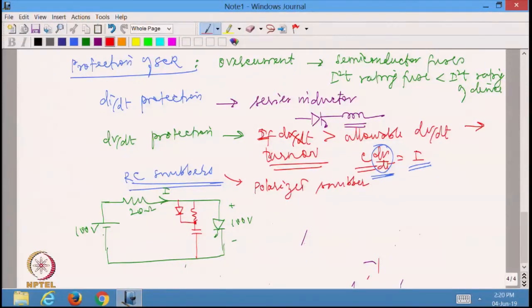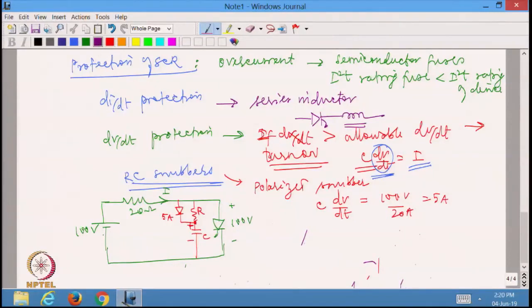So, during this condition, I am going to have essentially this 5 ampere flowing through the diode to charge the capacitance. The capacitance is going to get charged with plus here and minus at the bottom. So, this is R, this is C, but R does not have any role to play right now. So, I am going to have C times dV by dt, whatever can be withstood by my thyristor, equal to I, which is actually 100 volts by 20 ampere, which is 5 ampere.